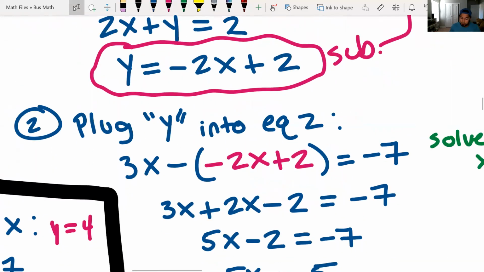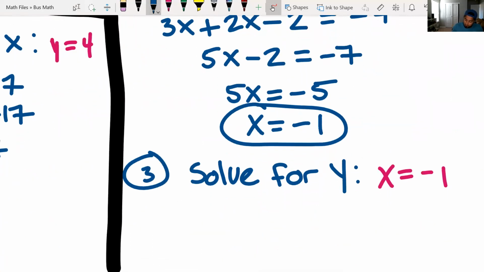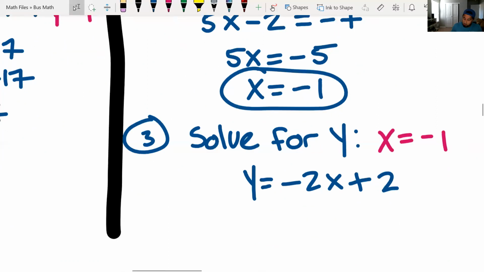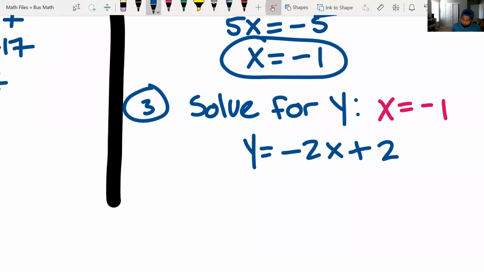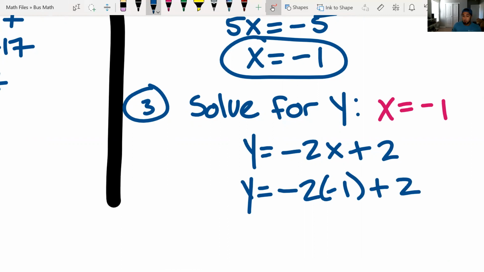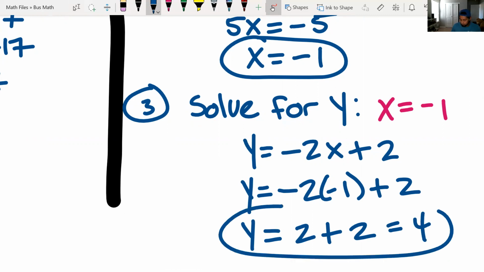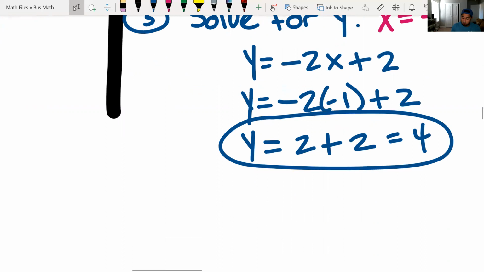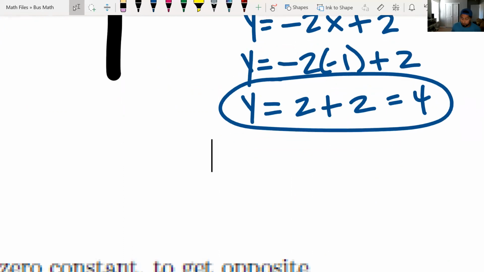My y is negative 2x plus 2, so I'll write that in. Y equals negative 2x plus 2. And now let's plug the value in. Y equals negative 2 times negative 1 plus 2. And we get y equals 2 plus 2, or y equals 4. Which means we've reached our final step.